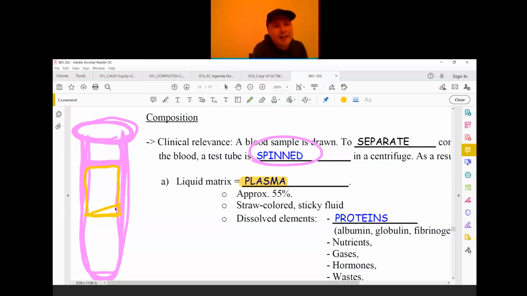So it's going to be the lightest, so it's going to be at the top of the test tube here. About 55%. And if you've ever seen plasma, it's this kind of yellowish, or I've described it here as a straw-colored sticky fluid. It's a little stickier than your water would be.